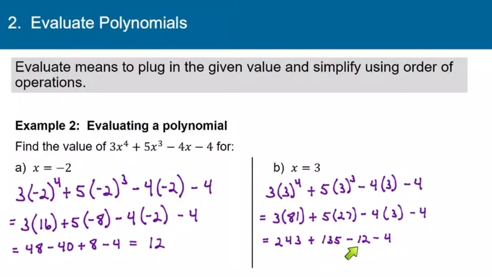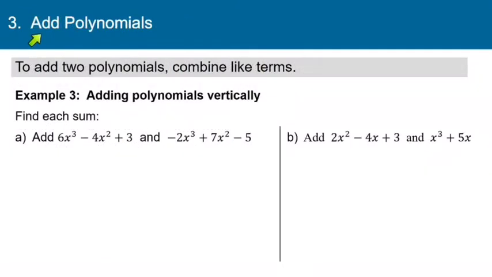378 minus 12 is going to be 366. And 366 minus 4 is going to be 362. Now we're ready to start adding polynomials.